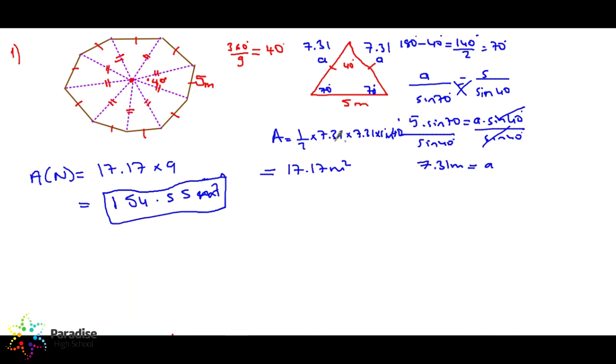So by using the rule of area, where 2 sides and the angle in between are given, you can choose these two, or you can choose these two. It doesn't really matter. We have chosen these two. So 1 over 2, 7.31 times 7.31, the angle in between is 40, sine 40, divided by 2. So that is the area of one triangle, but we have 9 of them. Therefore, multiply by 9. That's the final answer.